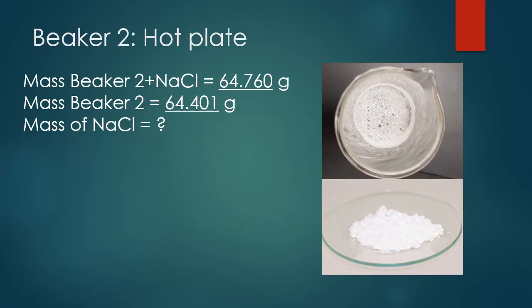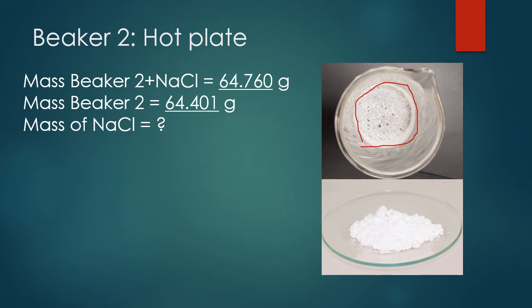The next steps are to take that beaker 2 that has the sodium chloride solution in it and put it on a hot plate and boil off all the water. Once that step is done, you see in the picture up on the top portion, we now have solid salt in the bottom of the beaker. No water droplets present at all.